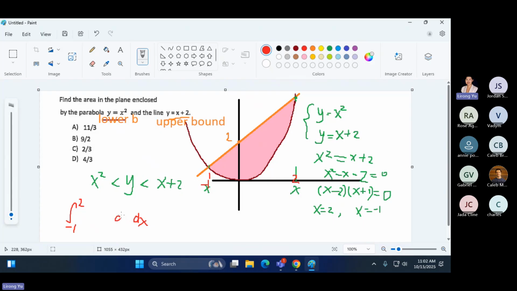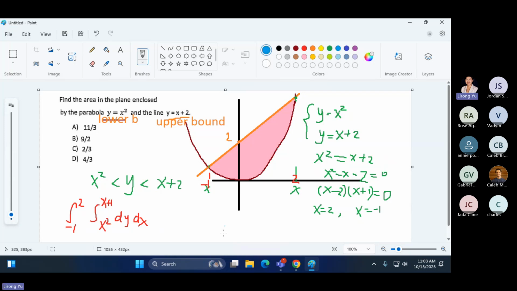All right, and then for y, we have the y boundary. The upper boundary is y equals x plus 2. The lower boundary will be x squared. So we were using how the boundary is determined to set up this equation. It looks like a double integral, but essentially the integrand is 1, so the antiderivative is y, and you plug in x plus 2 for y, and plug in x squared for y.